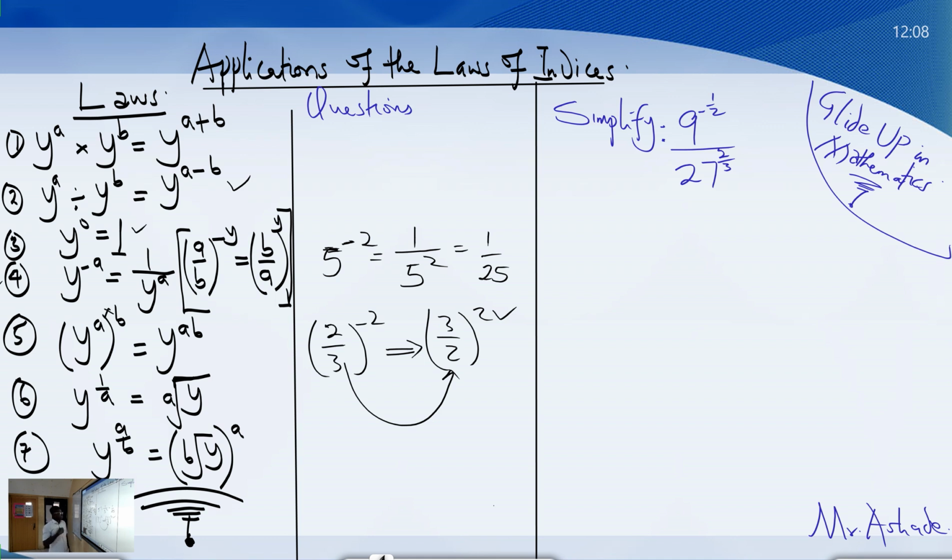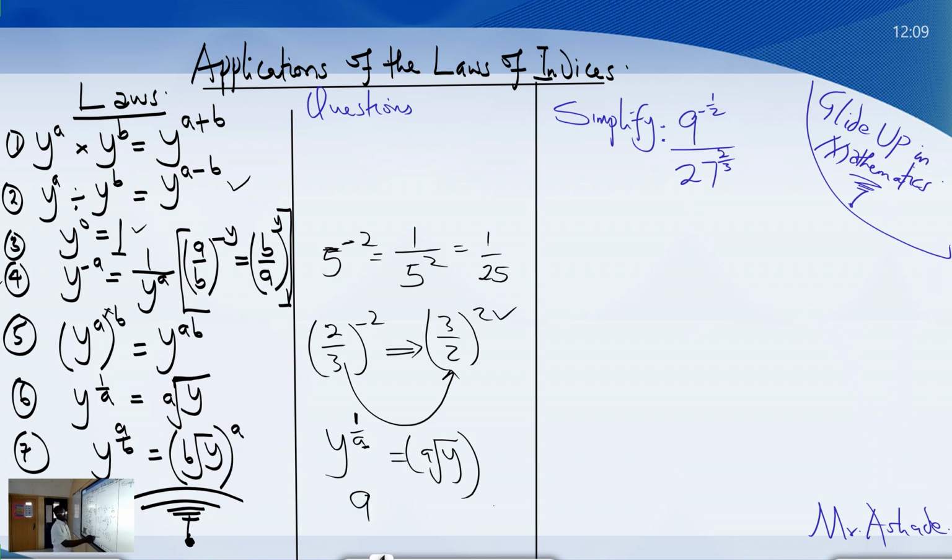Number 6 is the inverse power: y raised to power 1 over a. When you have a number raised to a certain fraction, but the numerator is 1, then the denominator will be the root of that number. Simple.